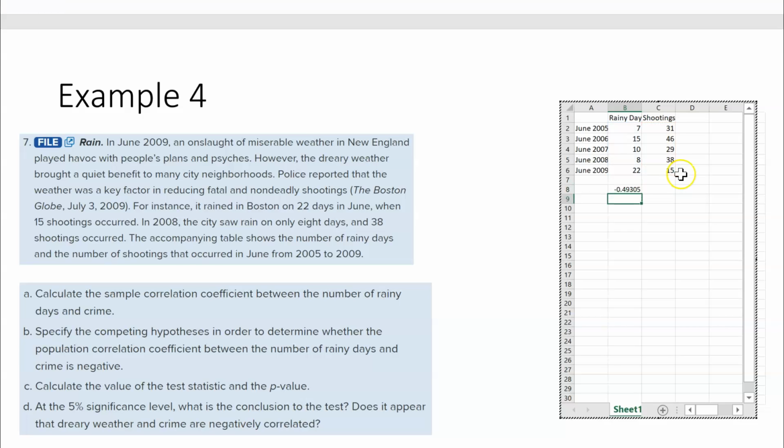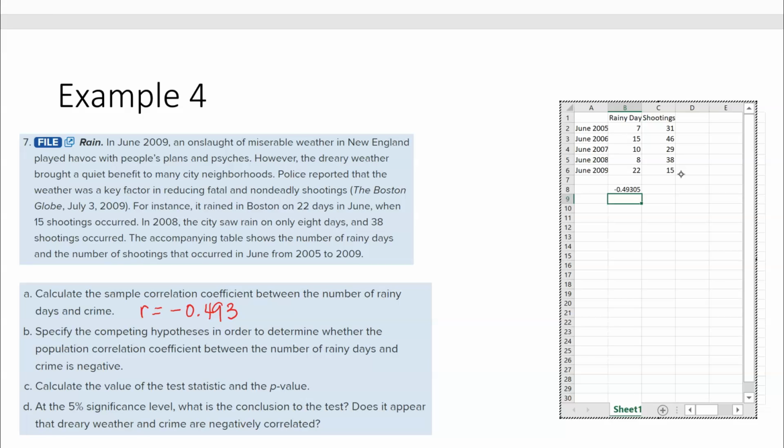So what have we got here? So we've got R equals negative 0.493. So, okay, negative means it's going down. It's not at 0 and it's not at -1. So maybe there's something there, maybe not.